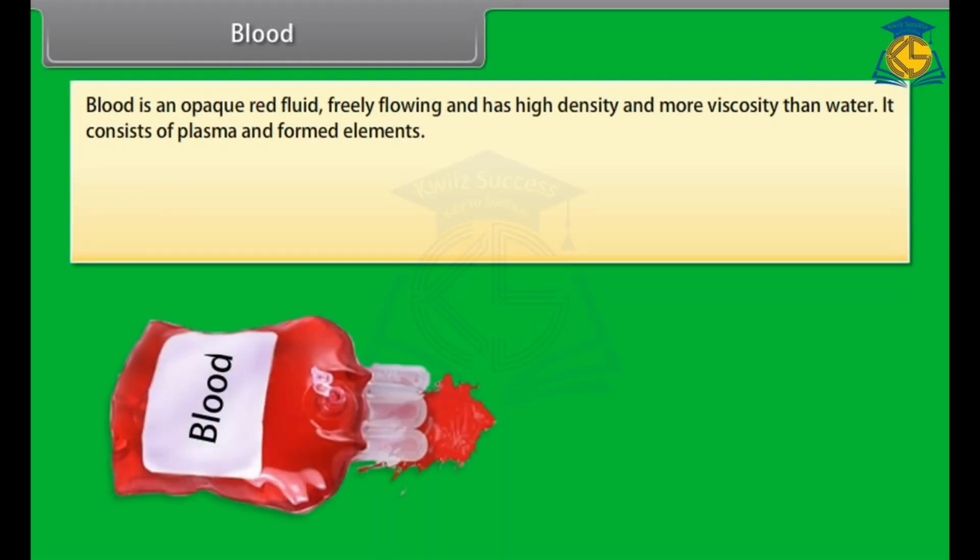Blood. Blood is an opaque red fluid, freely flowing and has high density and more viscosity than water. It consists of plasma and formed elements.